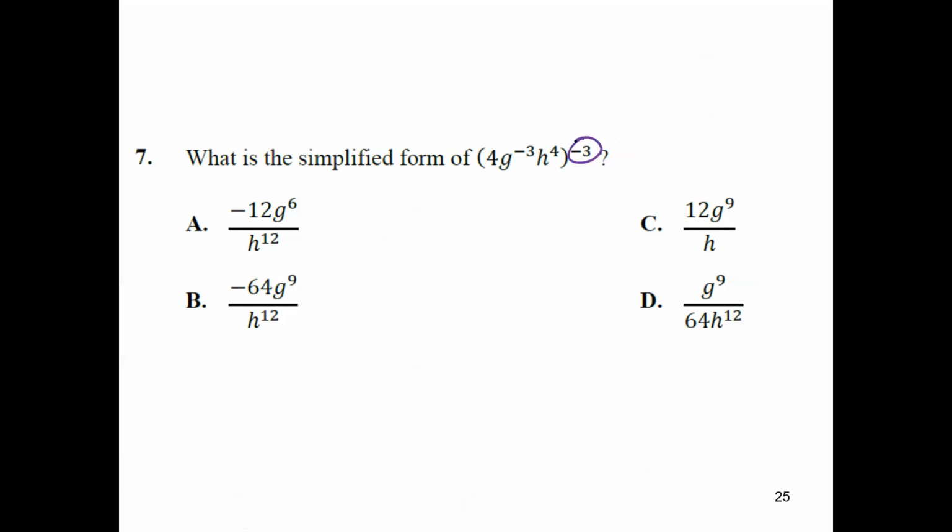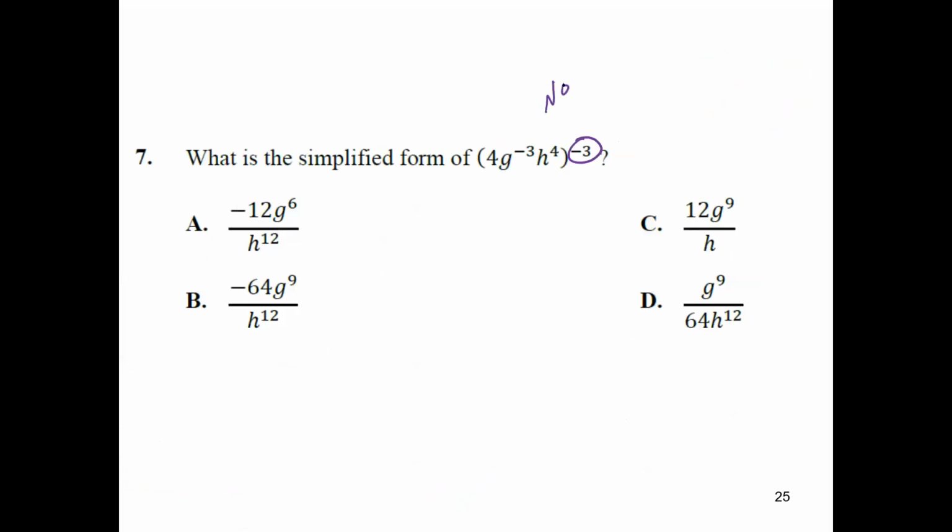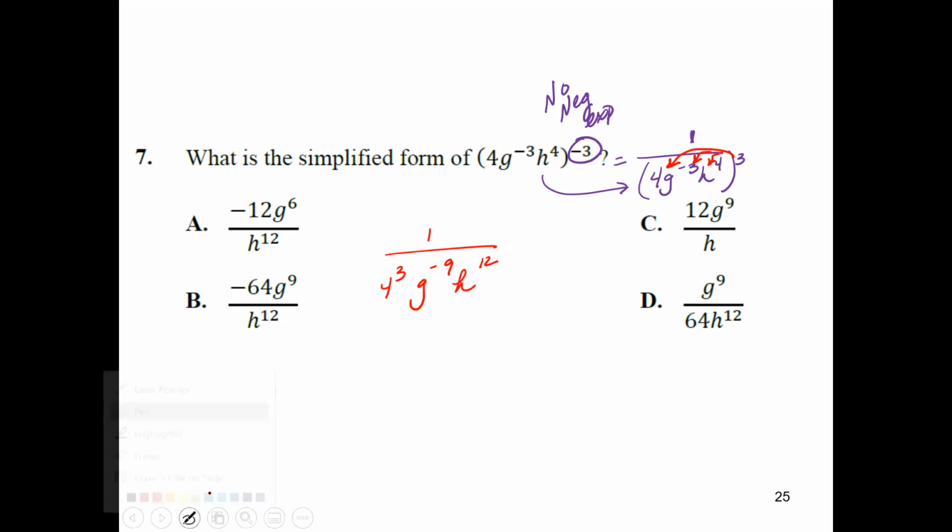First thing I notice, I have a negative exponent right there. And I do not want to have any negative exponents. So to make that a positive, I'm going to bring the whole thing down to the denominator. So you have 4g to the negative 3, h to the 4th, to a positive 3. But you put a 1 on top. Then what you do is you take that 3, distribute to the 4, g, and the h. So you have 1 over 4 to the 3rd, g to the negative 9, h to the 12th.